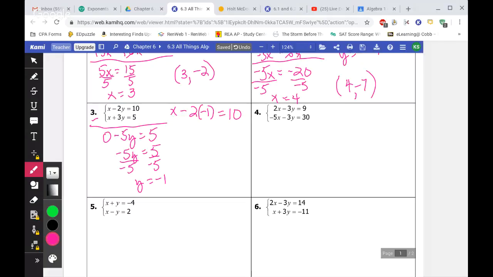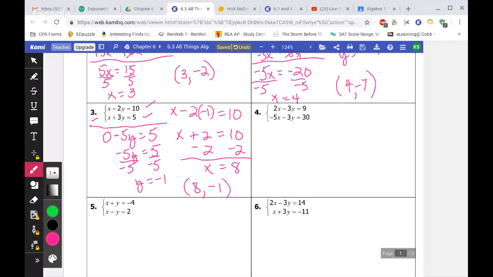And then solve for x. So I've got x, and then -2 times -1 is a +2. And now I'll subtract 2 from both sides of the equation to isolate the variable x, and I have x equals 8. So if I were to graph these two equations on a graph, they would intersect at the point 8, -1. So that ordered pair is the solution to this system of equations.